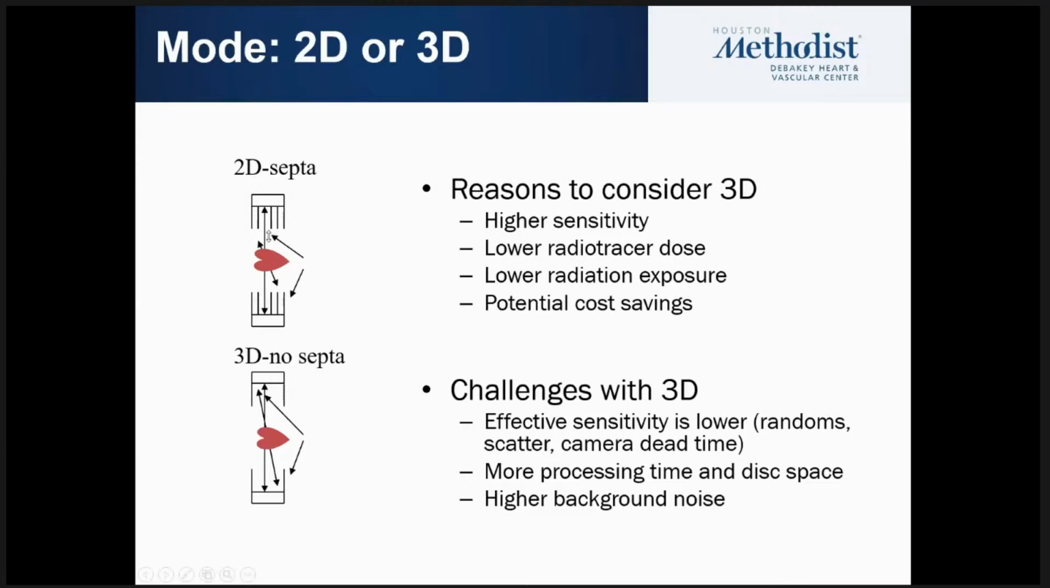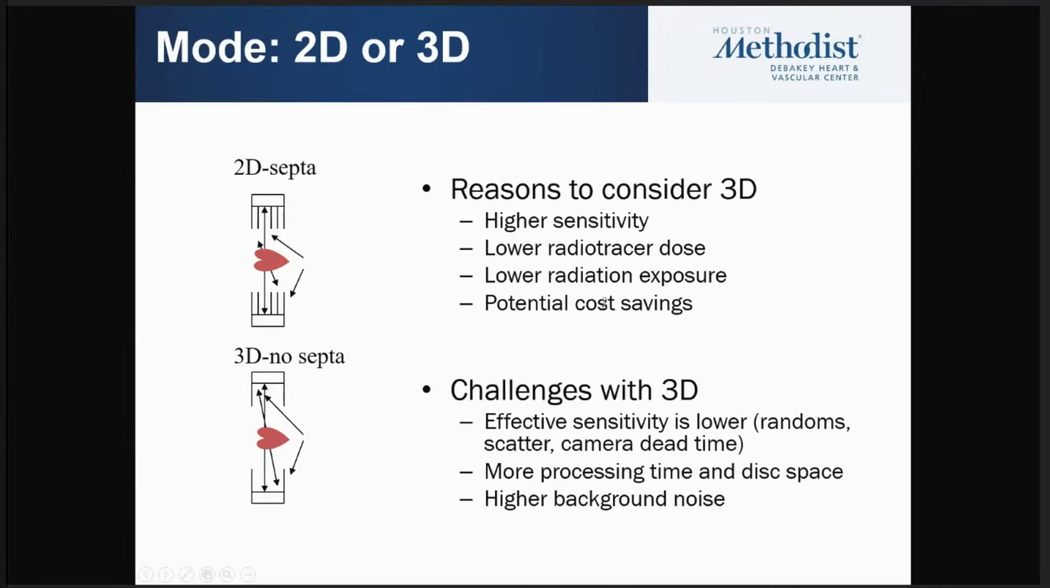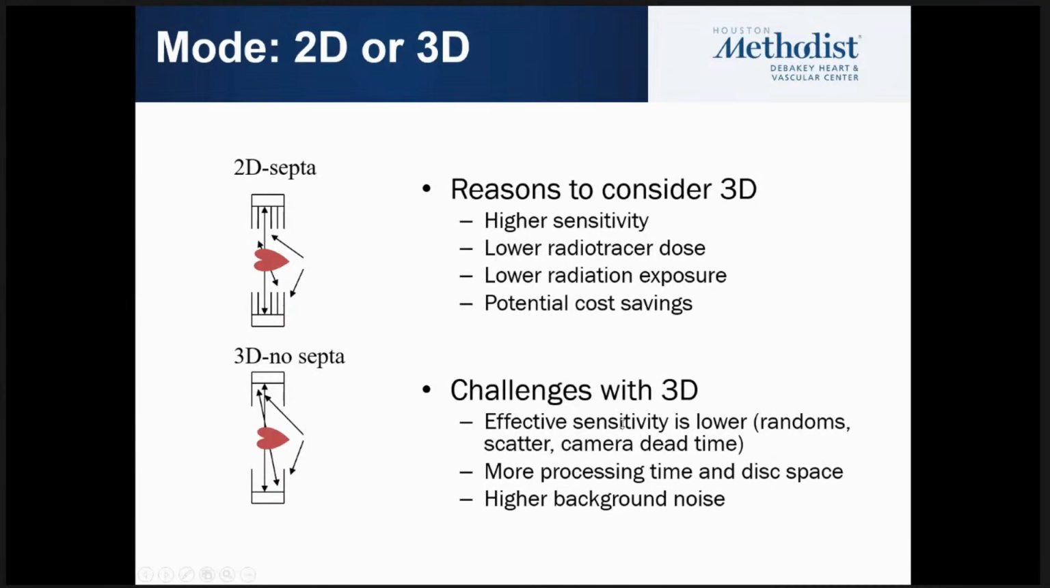So with the 3D systems, if you want to buy a new system, you're only going to be able to buy a 3D system. They have higher sensitivity. You can use lower radiotracer with them. You can have lower radiation exposure, and potentially some cost saving because your radiotracer is going to cost less.